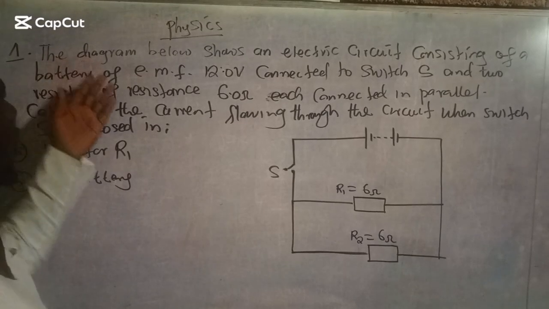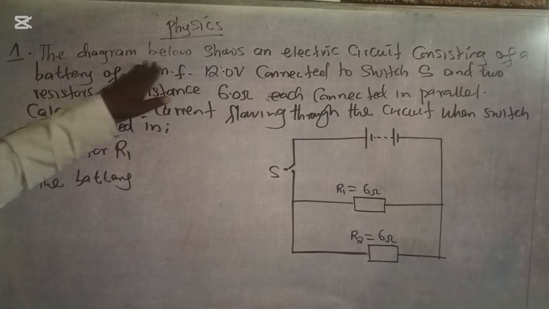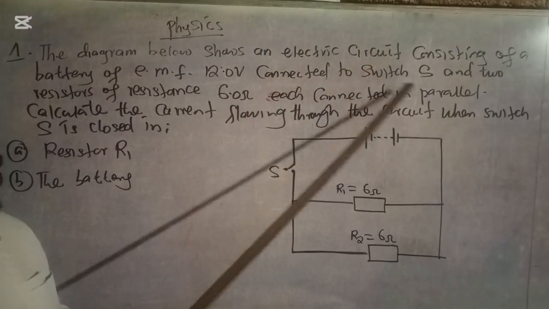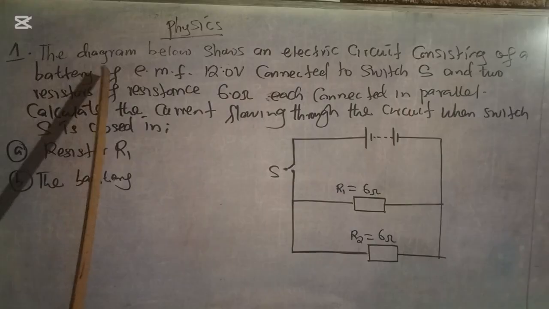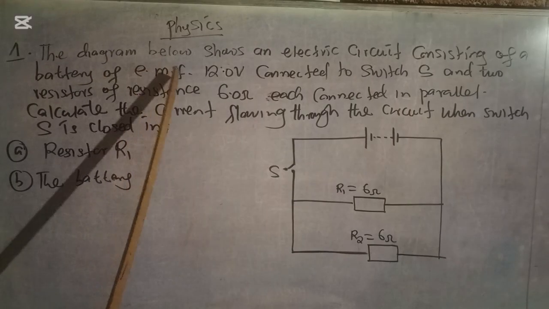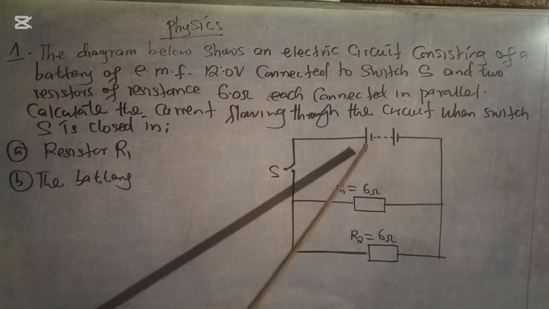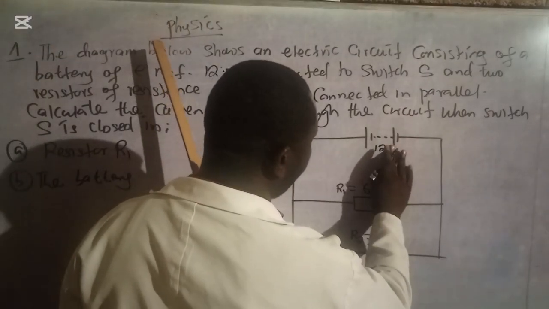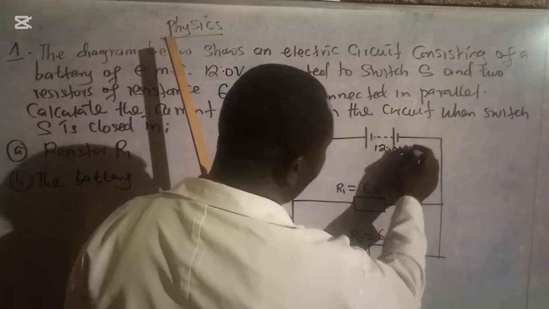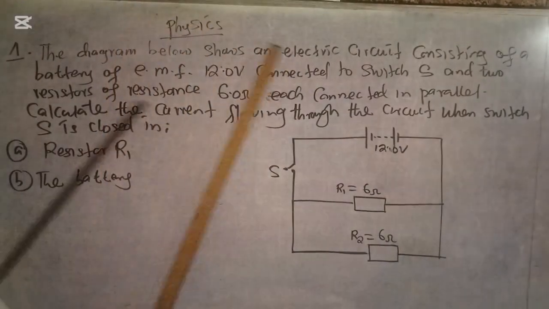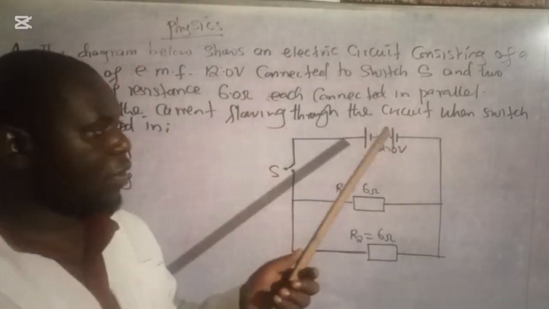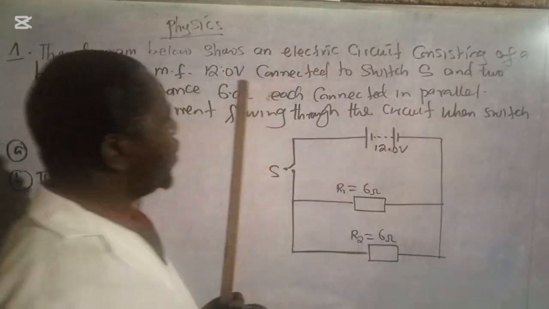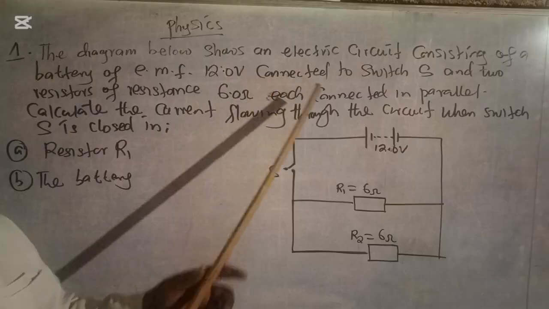So question number one. We read: the diagram below shows an electric circuit consisting of a battery of electromotive force 12 volts. As you can see here, we have 12 volts, which is the same as 12.0 volts. This is our battery, which is 12.0 volts, the same as 12 volts. Then it is connected to a switch.